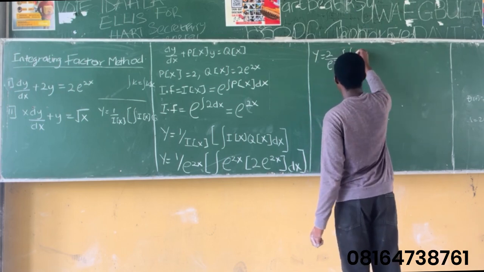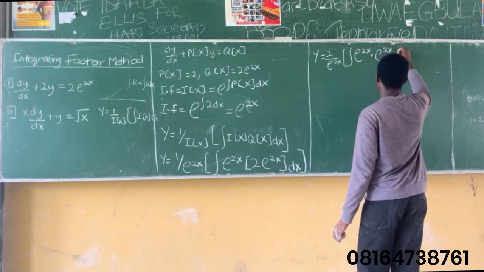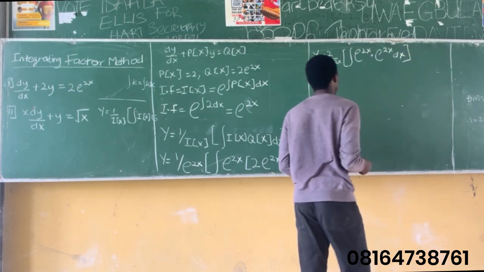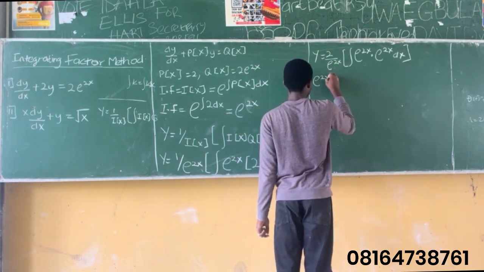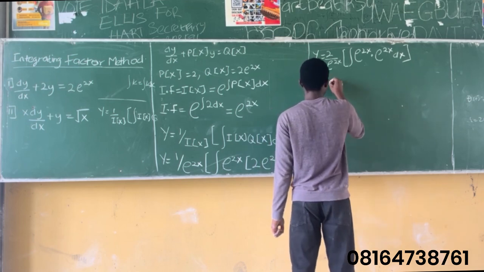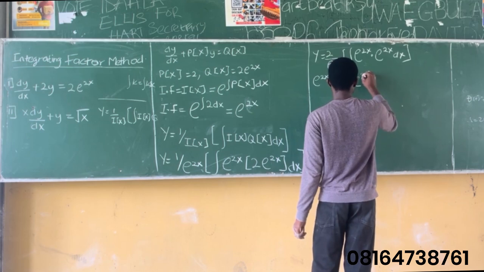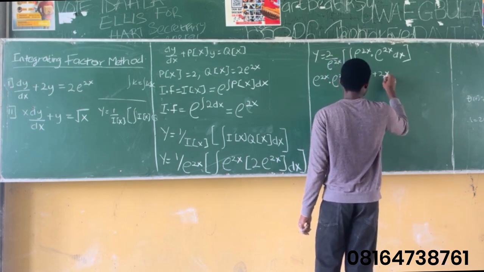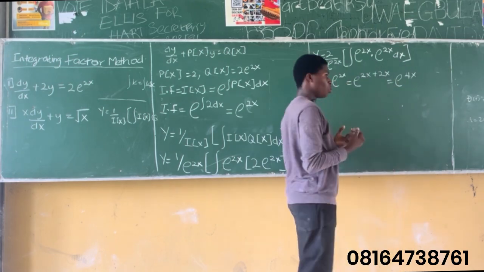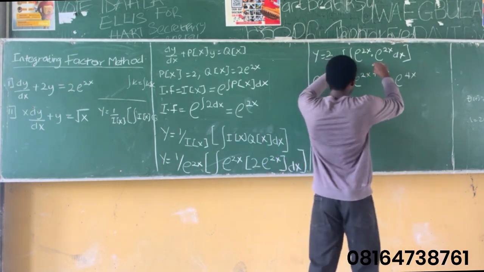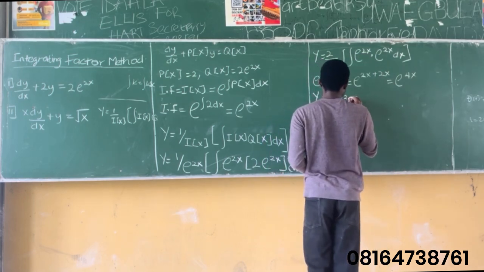Then the integral sign, e to the power 2x dot e to the power 2x dx. So now, using the laws of indices, whereby e to the power 2x dot e to the power 2x is equal to e to the power 2x plus 2x, which is equal to e to the power 4x. So this simple simplification aids us to further break this down. So this y is equal to 2 over e to the power 2x.